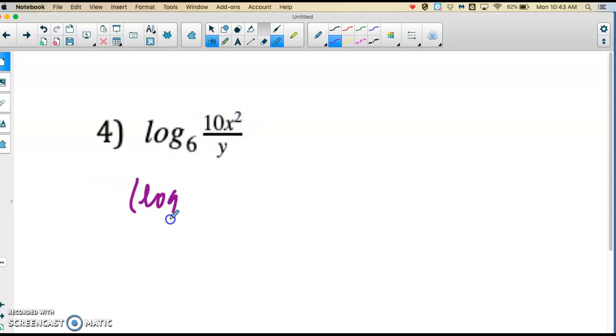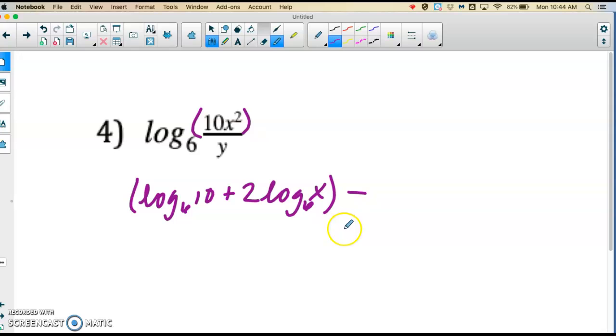So we have log base 6 of 10 plus this 2 is only attached to the x. It is not attached to the 10. So it's going to come out front of this piece right here, log base 6 of x, and that is our numerator. That's in parentheses, so we're going to keep that in parentheses. Then to show division, remember we subtract our logs. So what's on the denominator? Log base 6 of y. And that would be your final answer.